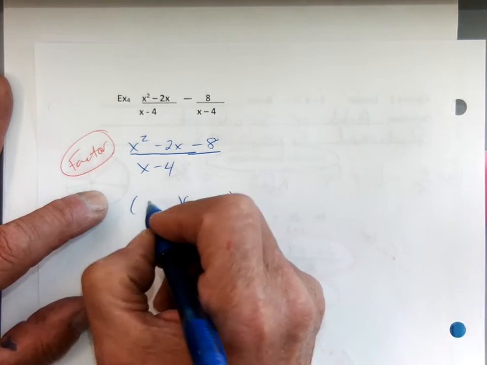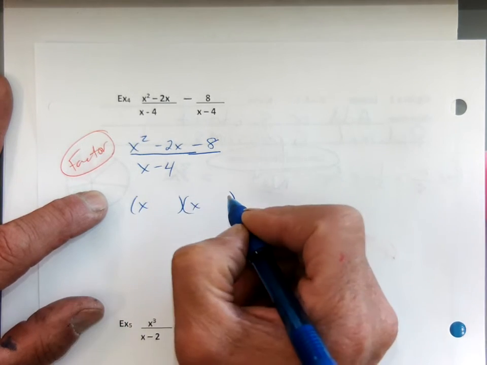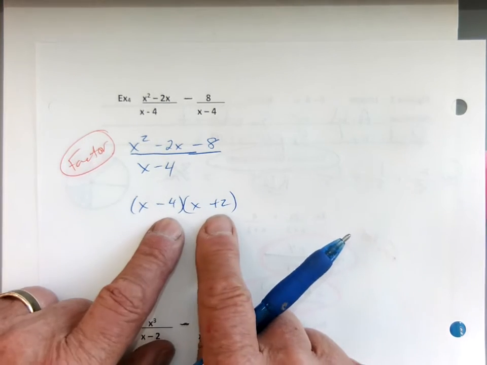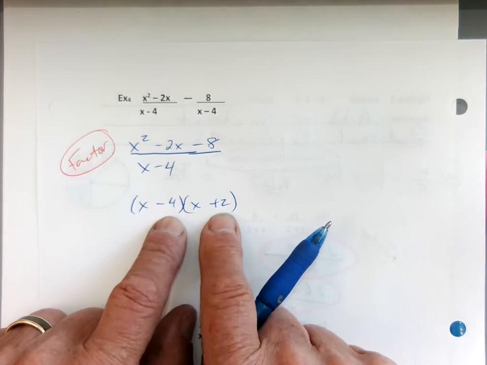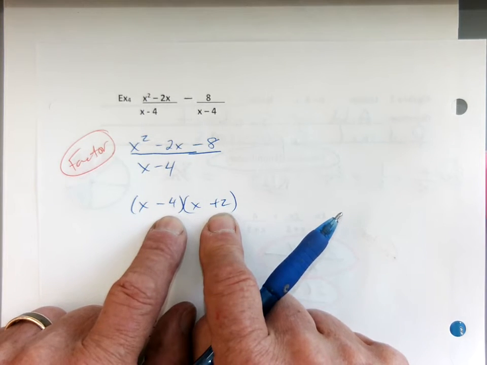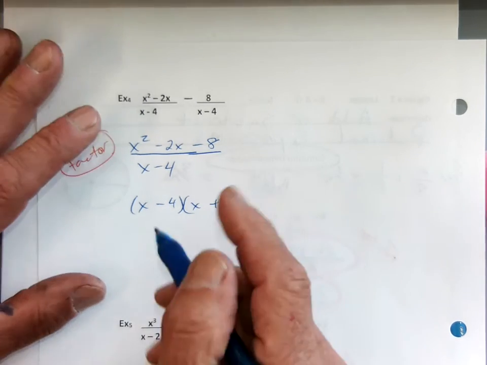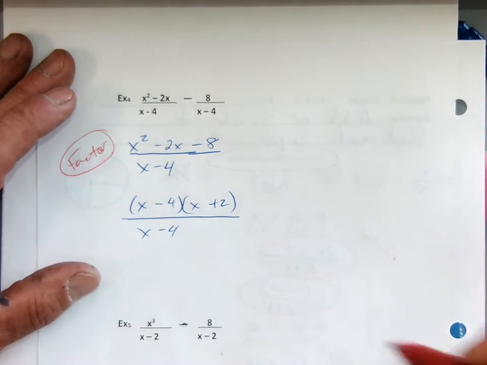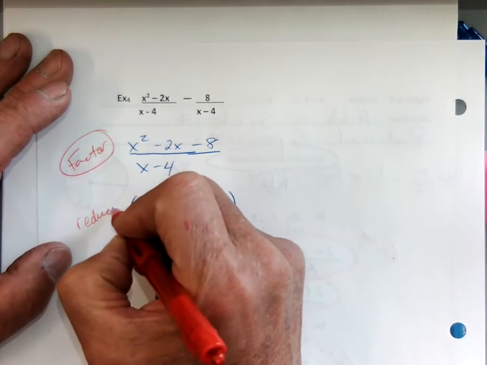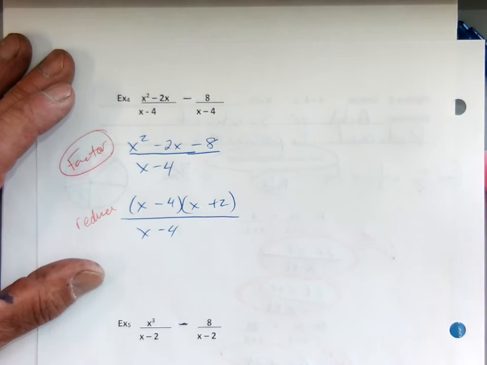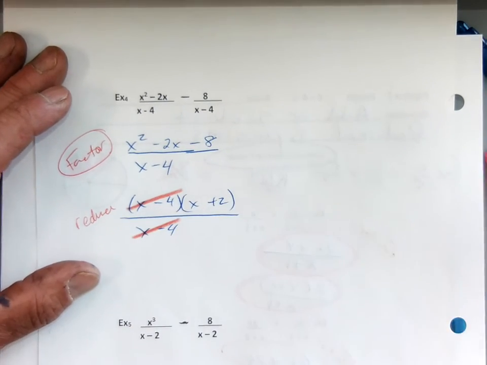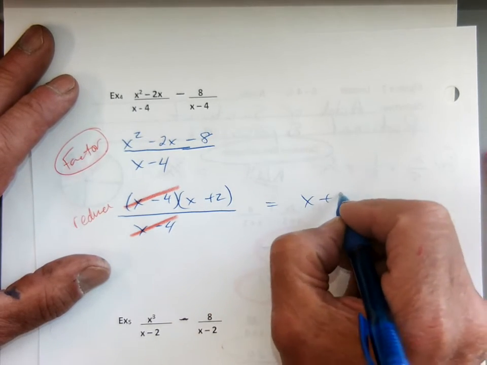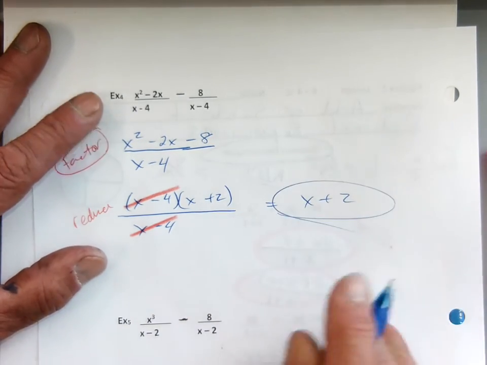I think I can go x times x, a minus 4 and a positive 2, which will multiply to make a negative 8, but add to make the negative 2, right? And now I can reduce. You guys agree? Because I can cancel, and I get an answer of just x plus 2. I'm in my zone.